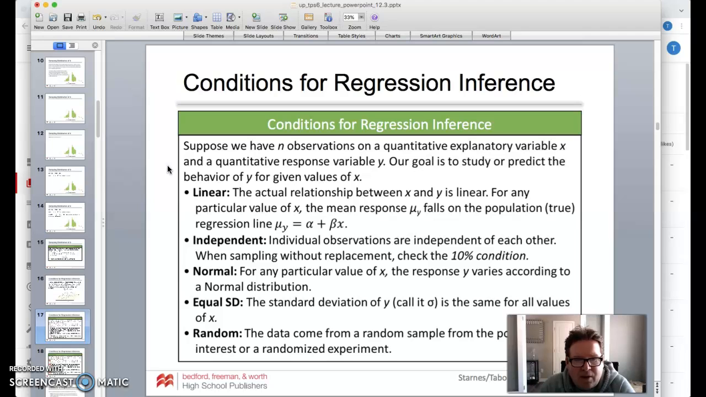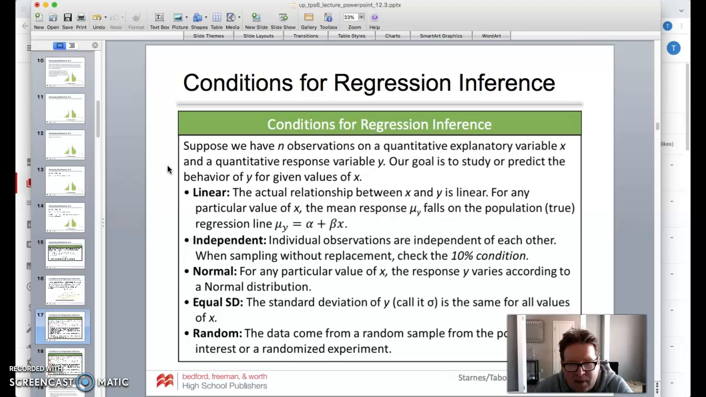All right, so here are our conditions, and we're going to remember them as LINER. It's got to be linear, independent, and when sampling without replacement, also check the 10% condition. We've done that many times. Normal: make sure that it is a normal distribution, and that we also have equal standard deviations. It should be the same for all those x values.